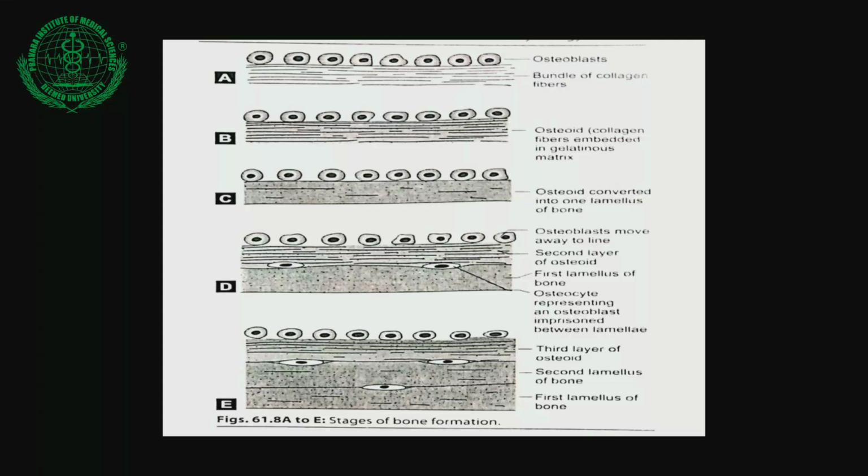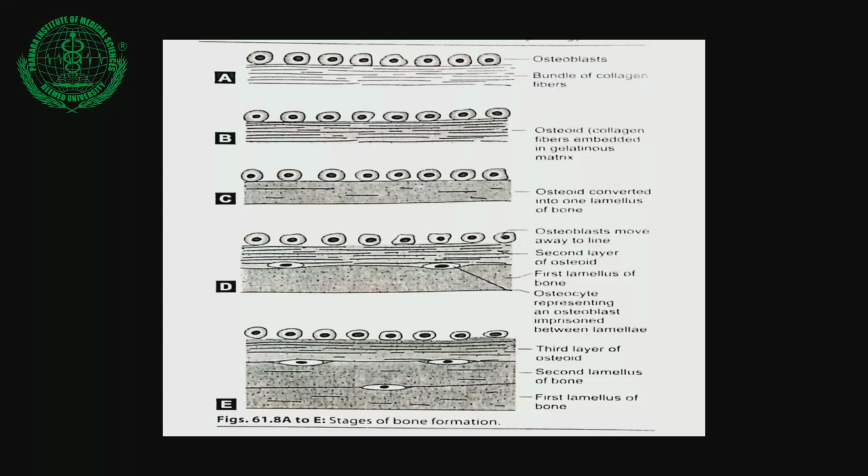Thereafter, in the organic matrix, hydroxides and bicarbonates are added to form hydroxyapatite crystals. And osteoid is converted into lamellae of the bone.